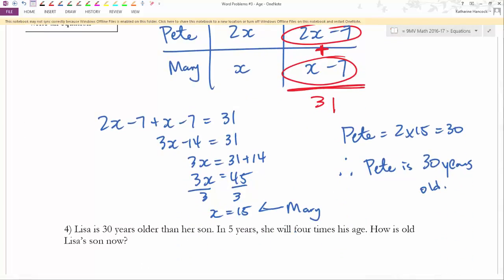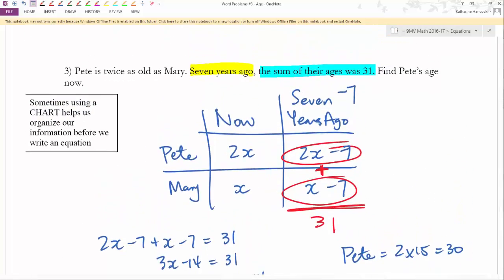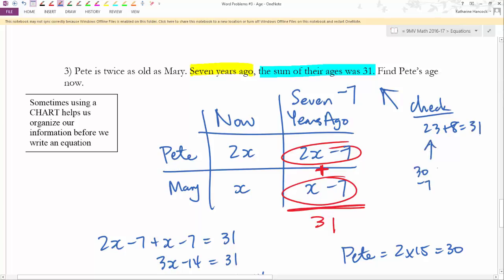7 years ago. And you can always double check. So 7 years ago, Pete would have been 23 and Mary would have been 8. And 23 plus 8 equals 31. So you could do a check. The 23 came from 30 minus 7, and the 8 came from 15 minus 7. So there's usually a way to check and make sure you got your answer right.